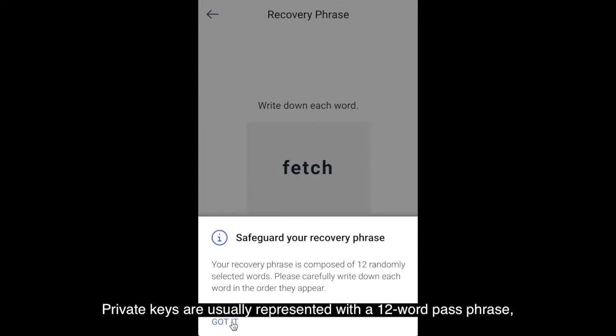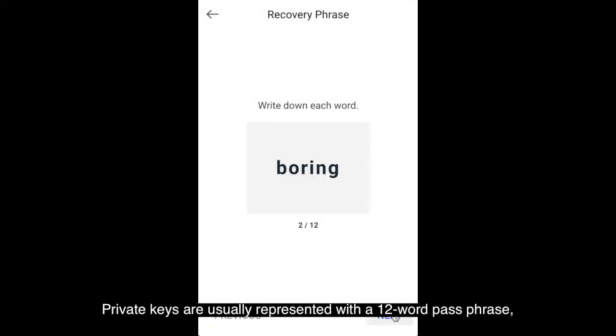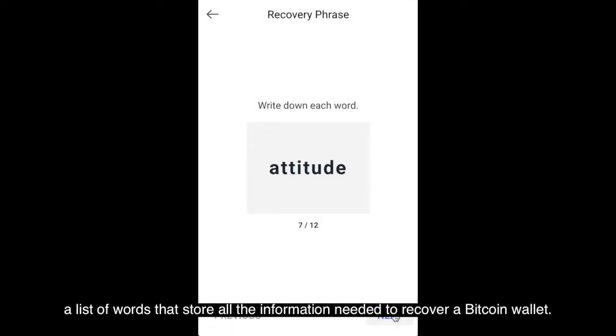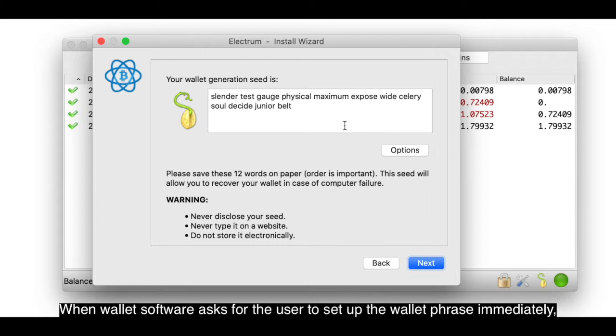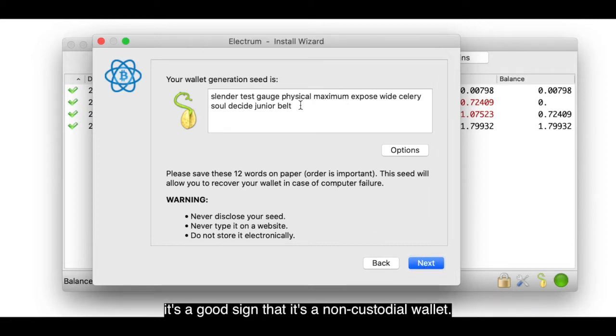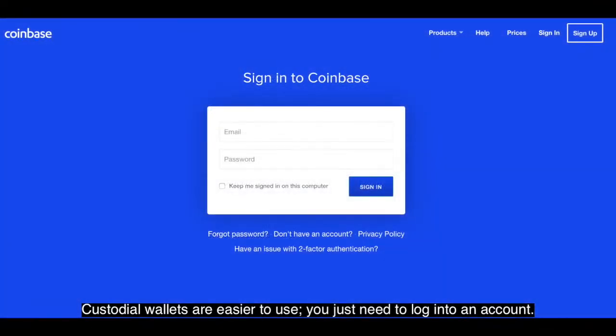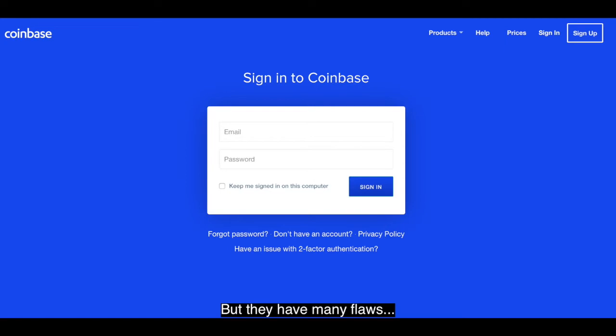Private keys are usually represented with a 12-word passphrase, a list of words that store all the information needed to recover a Bitcoin wallet. When wallet software asks for the user to set up a wallet phrase immediately, it's a good sign that it's a non-custodial wallet. Custodial wallets are easier to use. You just need to log into an account, but they have many flaws.